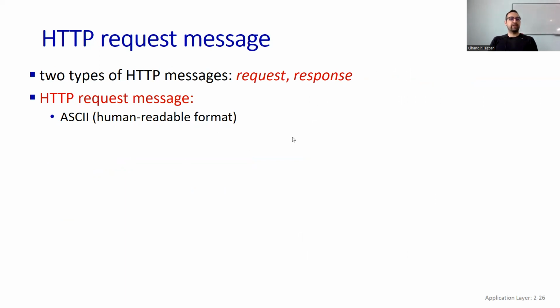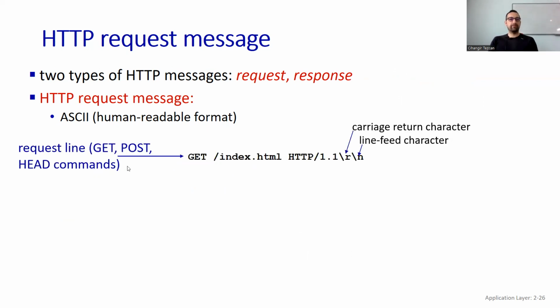HTTP messages can be of 2 types, request or response. An HTTP request message is in ASCII, a human-readable format, and is something like this. So it is like GET, then the URL and the version you are using. Okay, this is the request line.